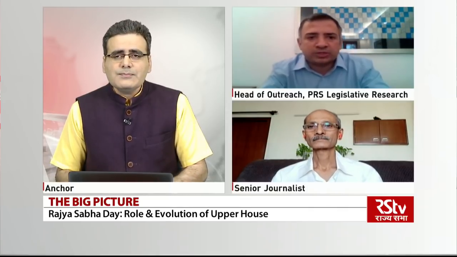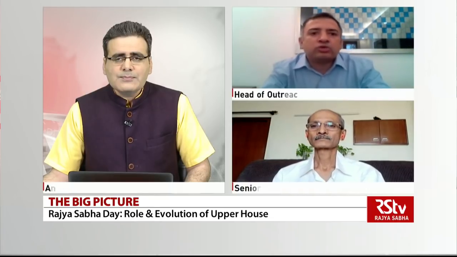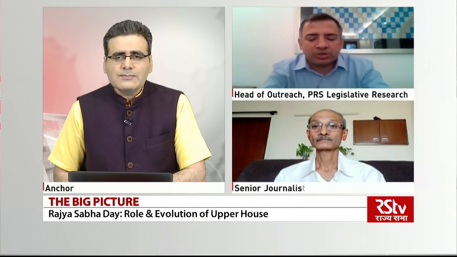The journey for a bicameral legislature in our country started from about 1918, 1919, when in the House of Commons and in the UK Parliament, a bill was passed to establish a bicameral legislature in the country after the Montagu-Chelmsford reforms. That system of bicameral legislature continued when the Government of India Act of 1935 was formed. And after independence, when the constitution was adopted, we became a parliamentary democracy with a bicameral legislature.